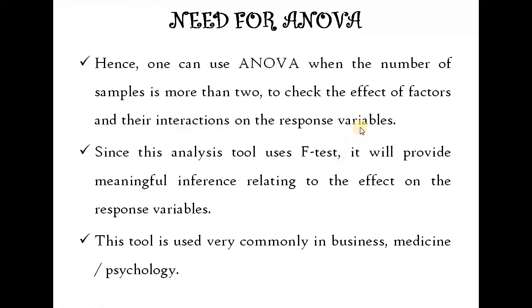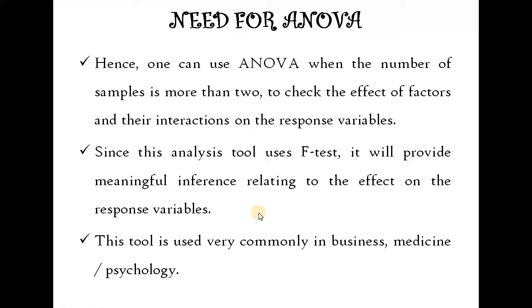Every operation and every experiment is different, depending on how many factors we take. Based on the input variables, we get the output responses. It is easy to get the interactions between the factors, so from this point of view, ANOVA is more helpful. Since this analysis tool uses the F-test, it provides meaningful inference relating to the effect on the response variables.